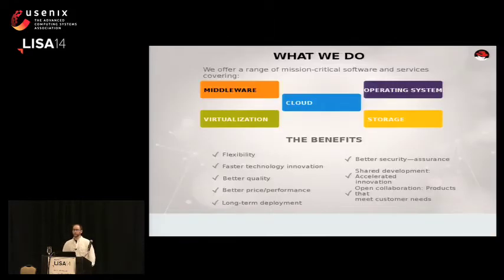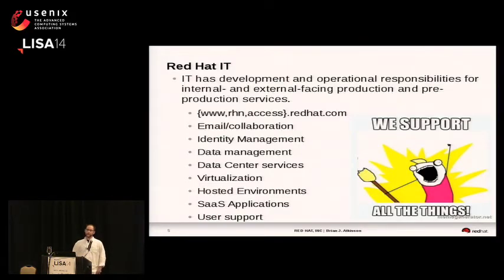So at Red Hat, I'm assuming pretty much everyone here knows what Red Hat is and what we do. In addition to the RHEL operating system, we also have products in the cloud space, virtualization, storage, and middleware. Red Hat IT supports pretty much everything in production at Red Hat. This includes the redhat.com website, RHN, access.redhat.com. If you're a customer, you're probably familiar with these tools.